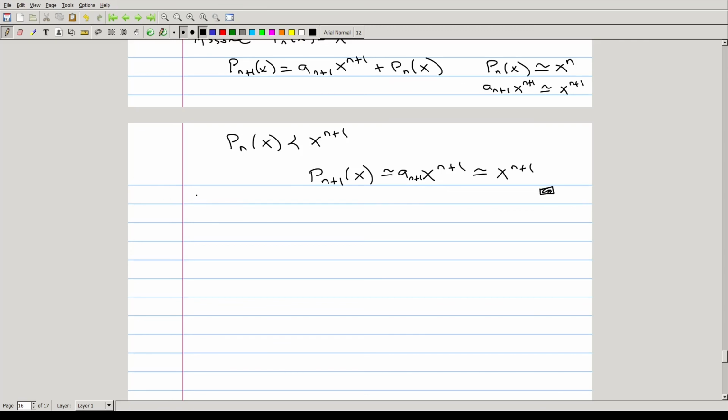Therefore, for all n in Z plus, Pn of x is theta of x to the n, or Pn, the nth order polynomial, is on the same order as x to the n.